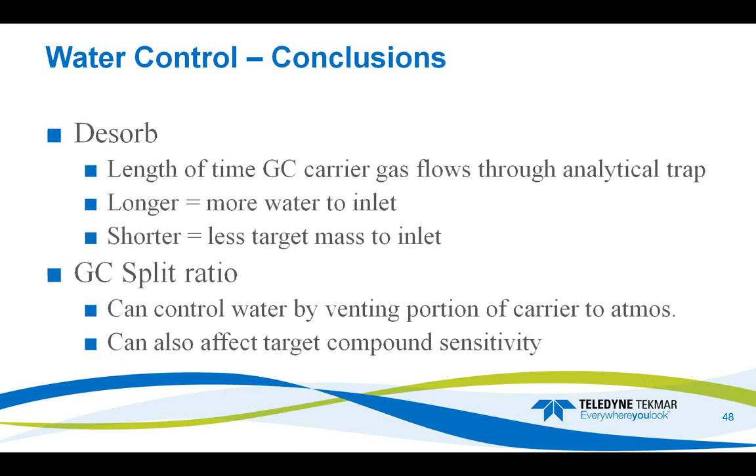During desorb, like we mentioned, the length of our desorb is going to affect the amount of water we put onto the column. So longer desorbs means more water, shorter desorbs means less water, but also less target mass making it to our inlet. And then finally we have our GC split ratio. So by increasing our split ratio, we vent more of the water off, and we don't put it onto the column, but we also vent off more of our target compound mass. So we get lower sensitivity in our detectors.